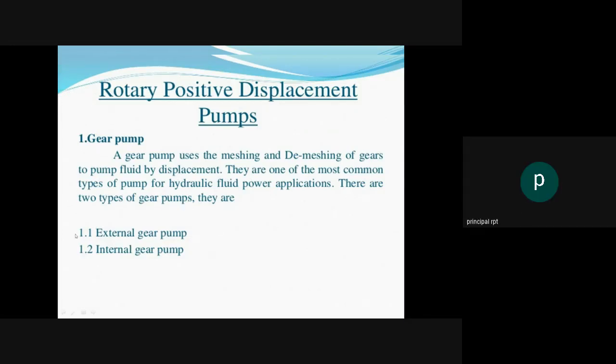Depending upon the construction, they are classified into external and internal gear pumps. In the case of external gear pump, the gears are rotating externally. That is, the meshing of driving gear with the driven gear is used to increase the pressure of a fluid. In the case of internal gear pump, driving gear rotates inside the driven gear.